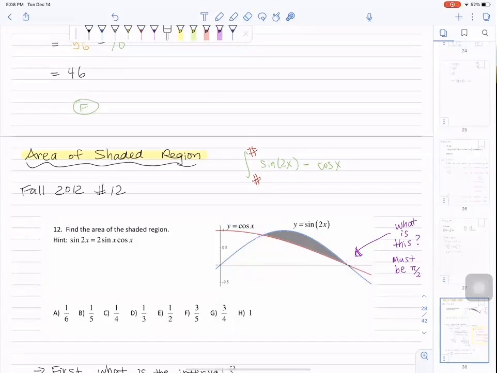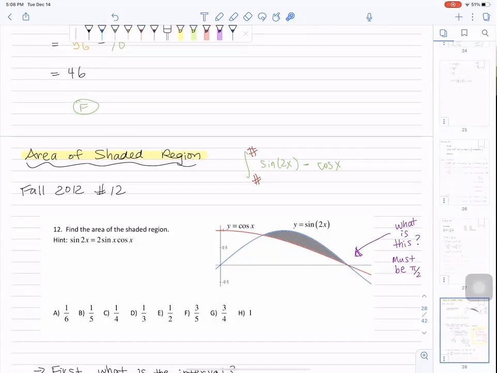So one point should be more clear. This point should be clear. Why should this point be clear? Because this red line is cosine x. Cosine x, we know cosine of 0 is 1, so that's correct. And it goes down, and if you travel on the unit circle, where do you get cosine equals 0? You get it when x is pi over 2. So this point must be pi over 2.